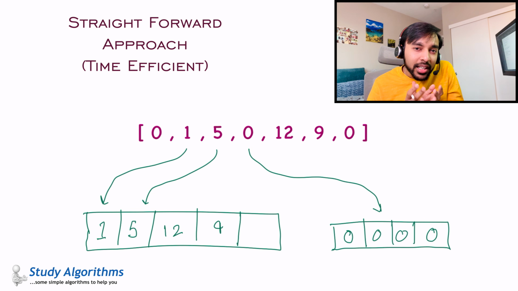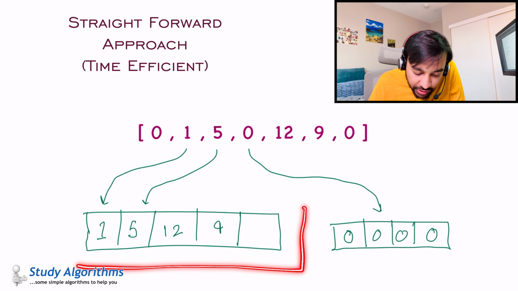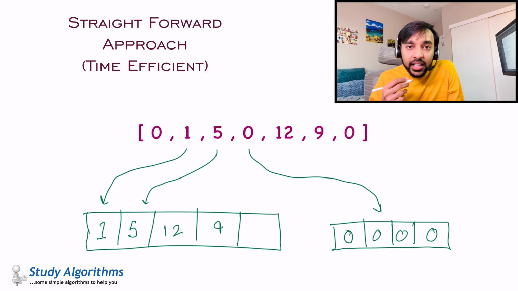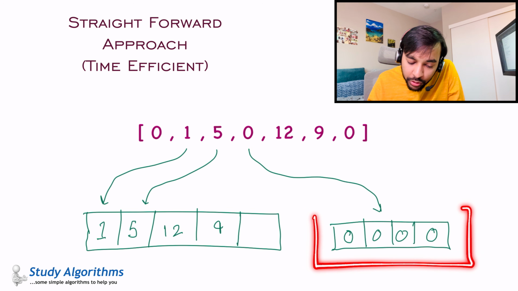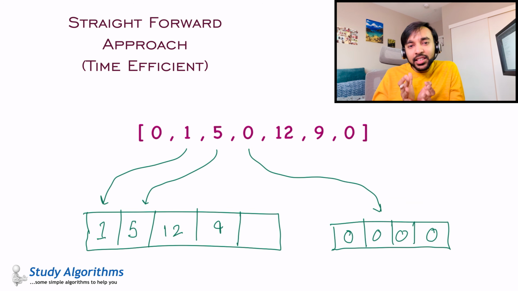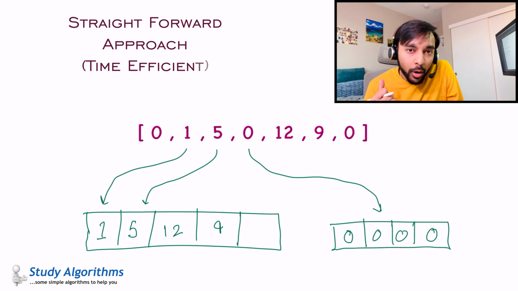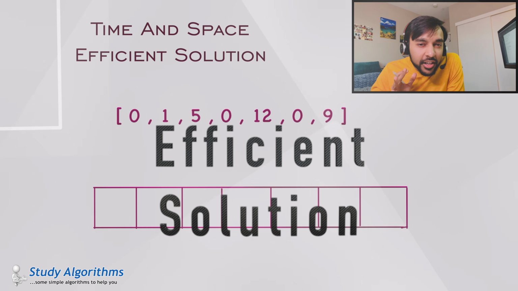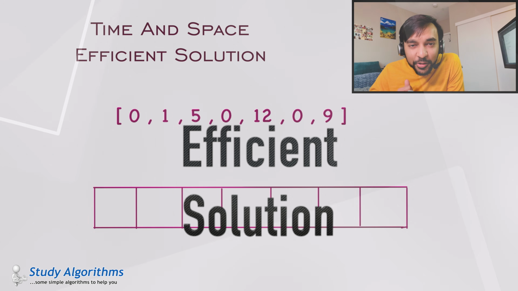Now, this is a time efficient method. That means that you are only taking up order of n time. But this method is not space efficient. You have to take extra space to store this array and then you have to take extra space to store this array. Hence, this is not a space efficient solution. We need to find a way that we can optimize the space that we are using. What can we do about it? You are really gonna be amazed how simple the solution is.